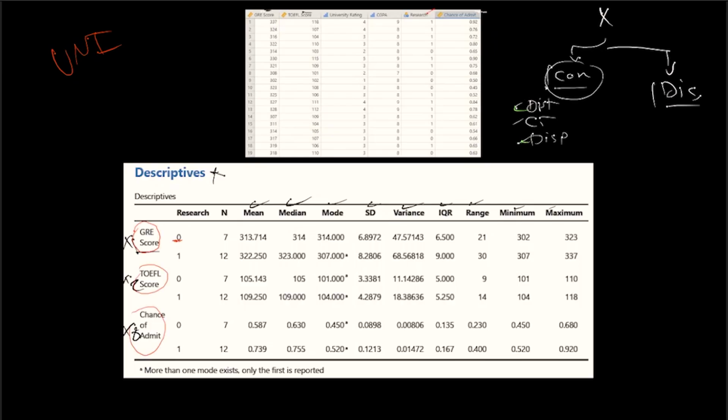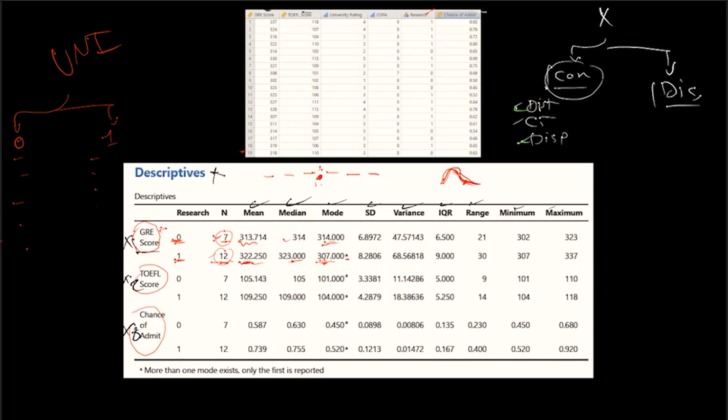More important, I split the data set into people who didn't do research and people who did research. You have 2 groups, the 0 group and the 1 group. The mean GRE score of the people who didn't do their research was 313.714, whereas the people who did their research had an average mean of 322.25. So you can see there is a difference. The median is 314 for the people who didn't do research, and 323 for those who did. For the people who didn't do research, no mode was captured, but 307 was captured for the people who did the research. So there is a mode for the people who did their research.